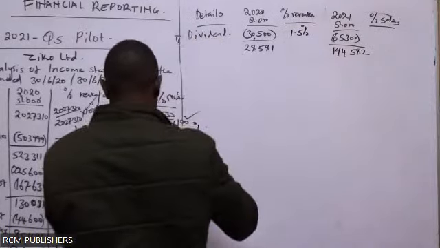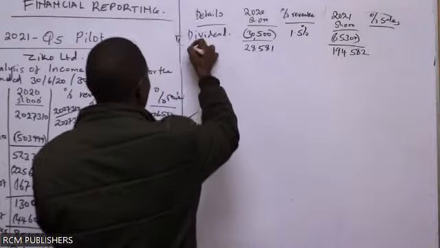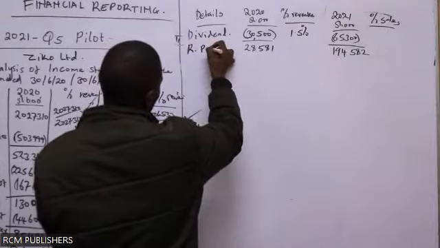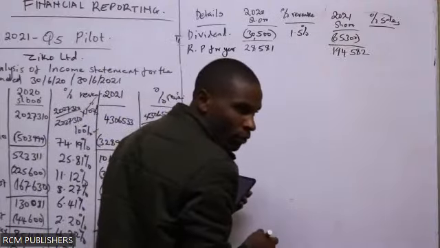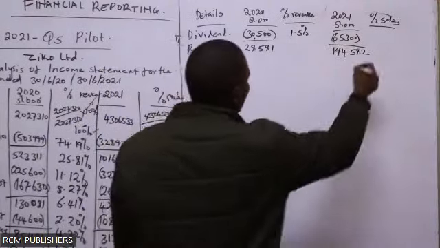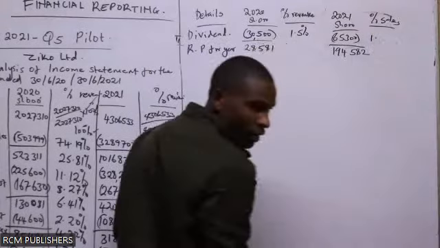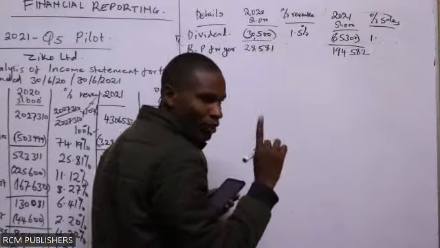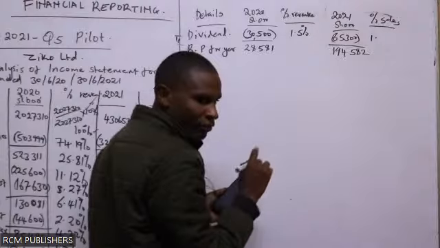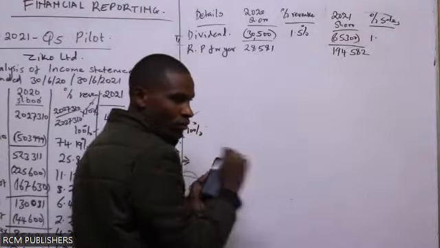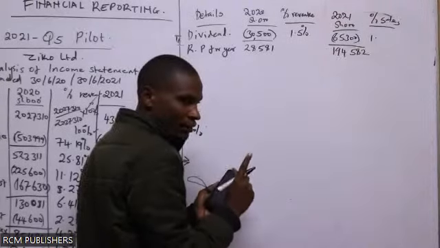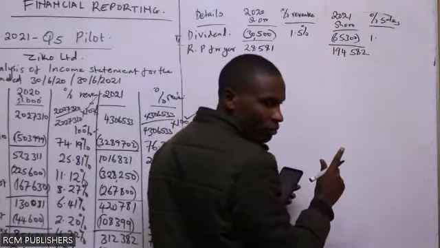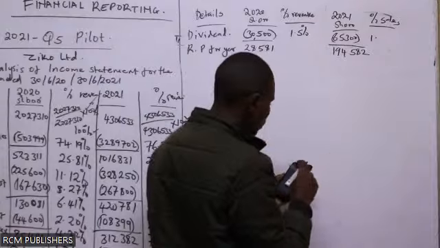This is now retained profit for the year. 1.5. So what happened? Are we together? For 2021, 1.5, right? So dividend paid was the same, took the same percentage. I hope that will be the right position.